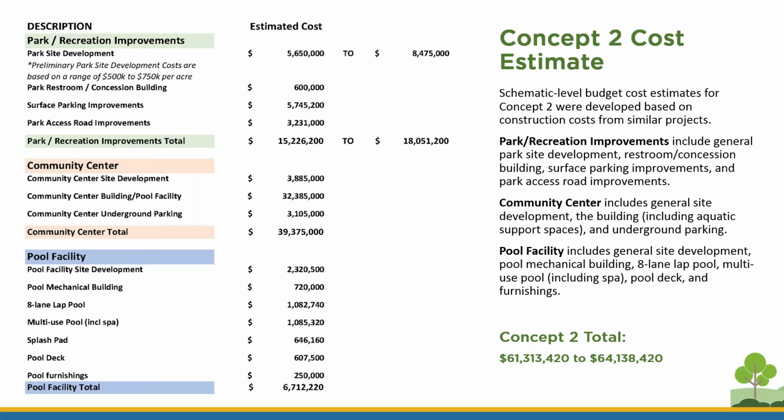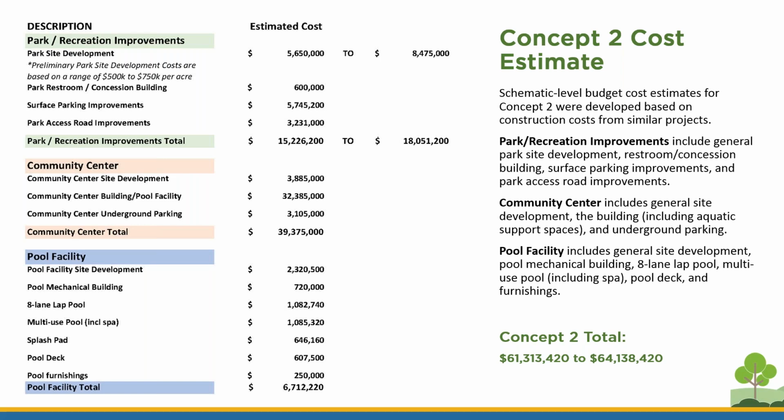Schematic level cost estimates for Concept 2 were developed based on construction costs from similar projects. The cost estimates for the Park and Recreation and Improvements category include general park site development, the proposed restroom concession building, surface parking lot improvements, and the new park access road. We're once again assuming an estimate range between $500,000 and $750,000 per acre for general park site development improvements.